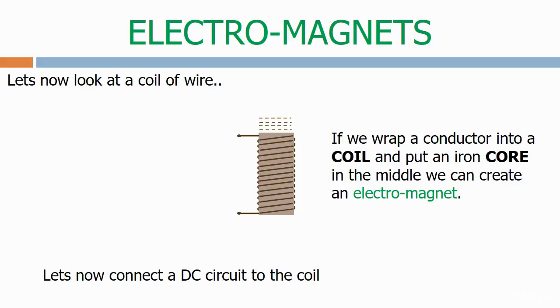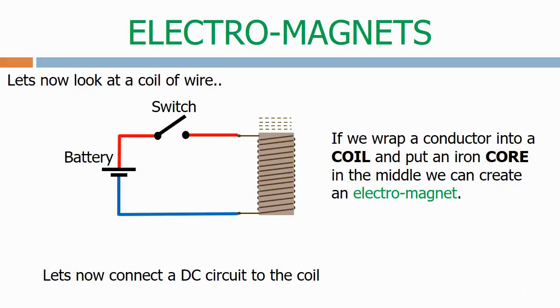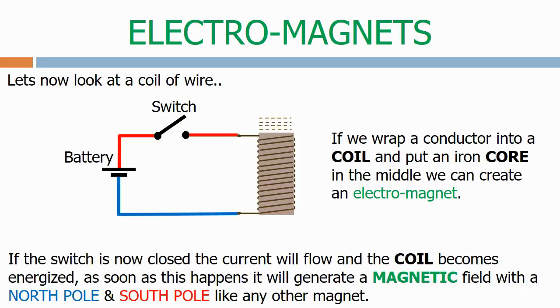Let's now connect a DC circuit to the coil. Here we have a standard DC circuit with a battery with a positive and negative, and a switch to turn off the positive supply. If the switch is now closed, current will flow, and the coil becomes energized. As soon as this happens, it will generate a magnetic field with a north pole and south pole like any other magnet.